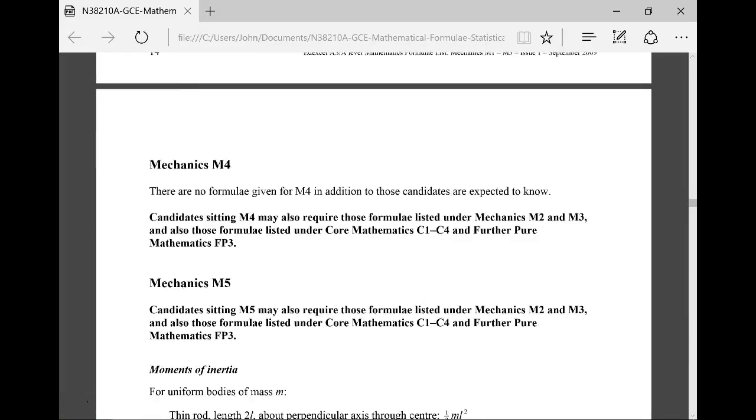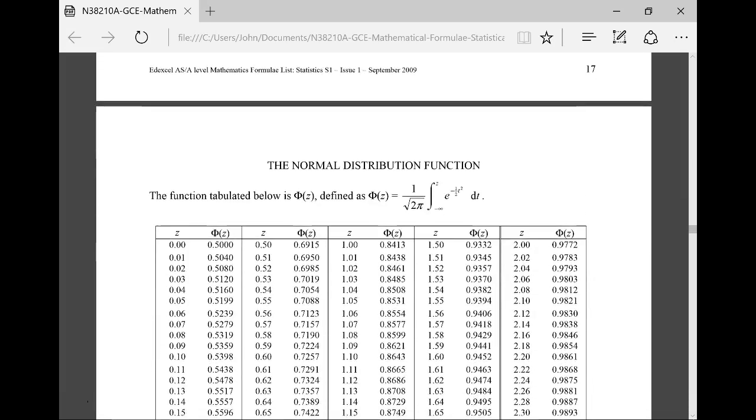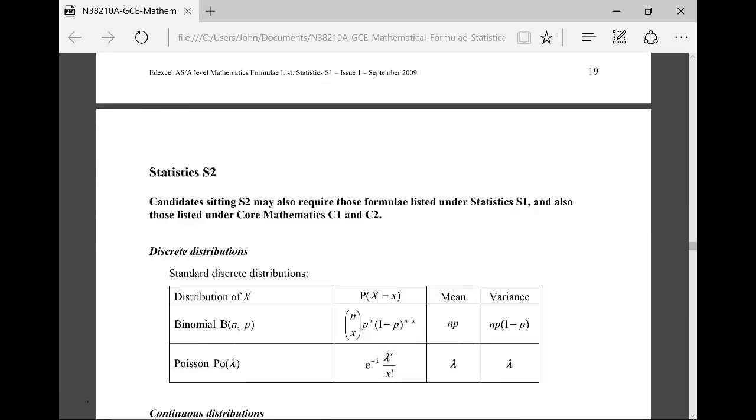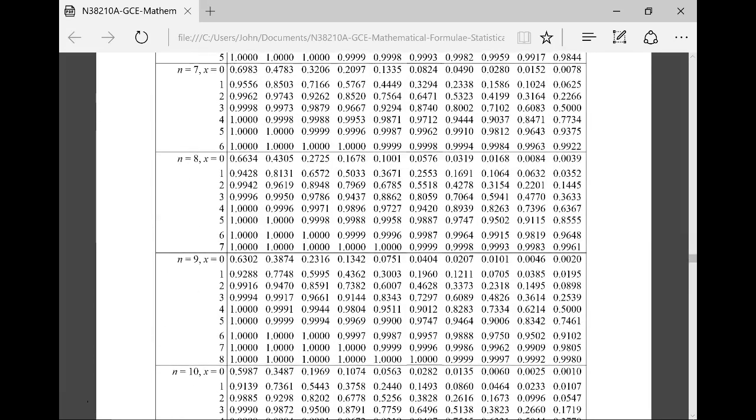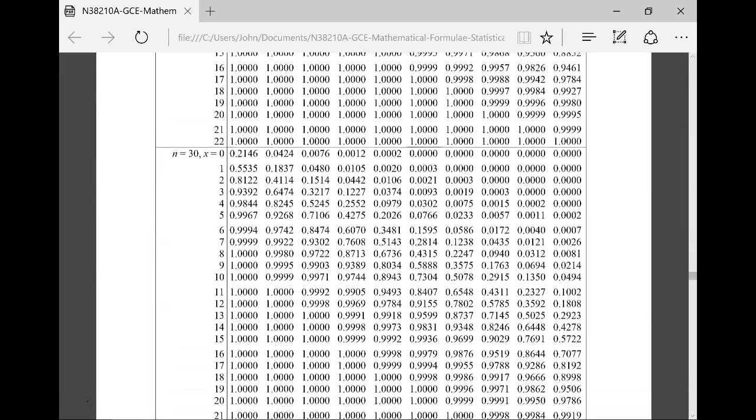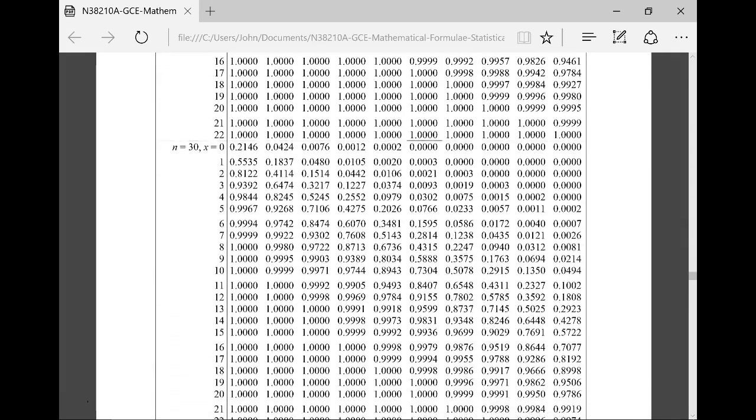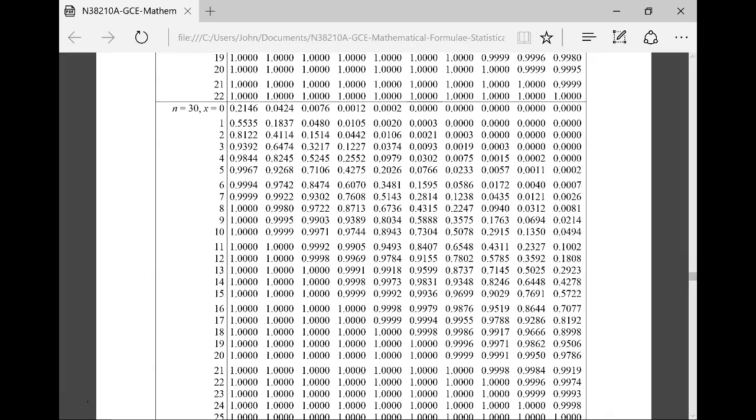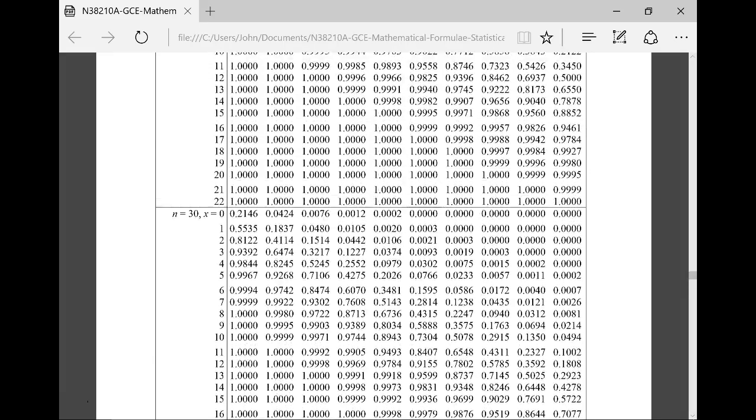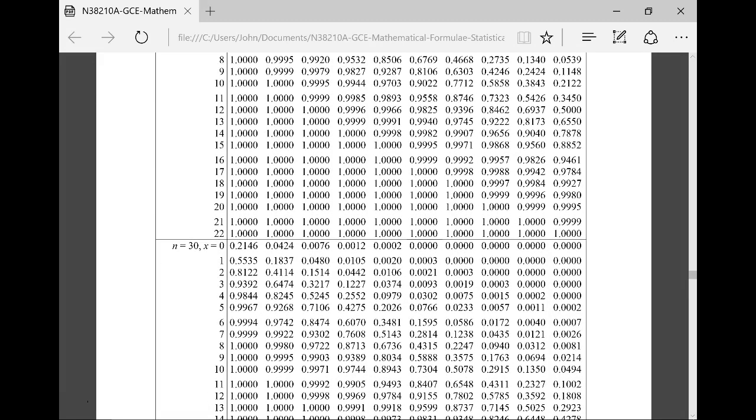Just scrolling through the statistics formulae and tables. There's our normal distribution one for S1. We're going to find a binomial. We want 30 trials, so I'm going to have to scroll through to 30. Here we go. The probability is 0.05, so we're looking in the first column here. And it's 30, and it's less than or equal to 3. So the number we're looking for is here, 0.9392.